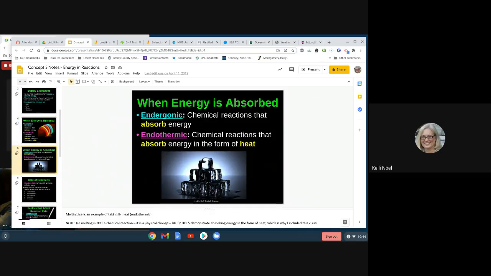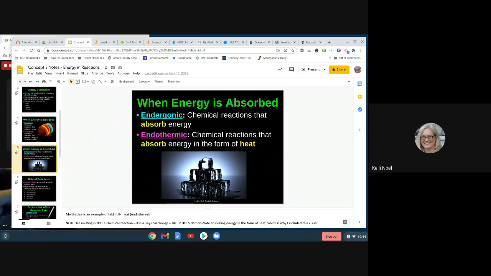And the same with endergonic is the absorption of any type of energy. Endothermic is just the absorption of heat energy. So got to know the difference between that. So exo is to exit, so it's release. Endo is to absorb or to bring in, so that's absorbing. So word parts are really important here.